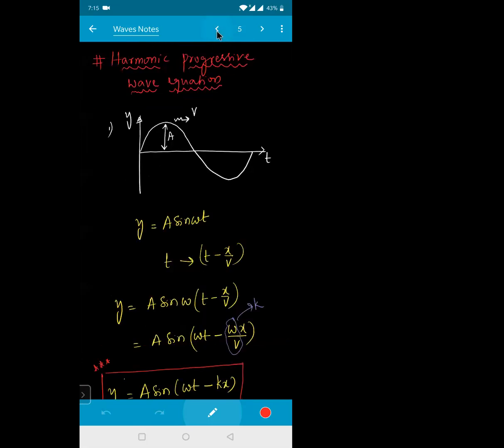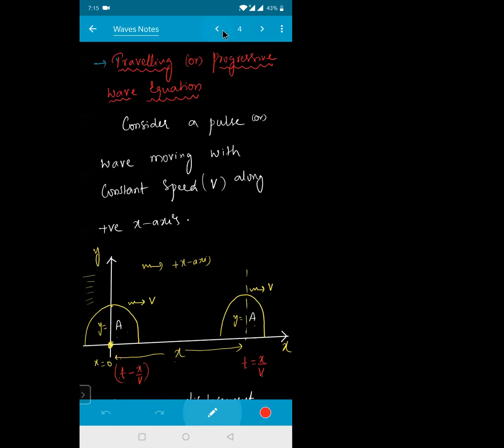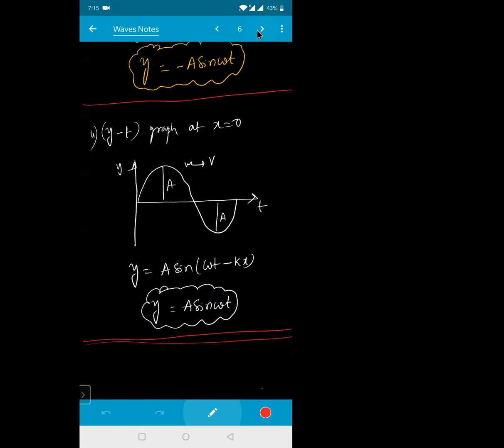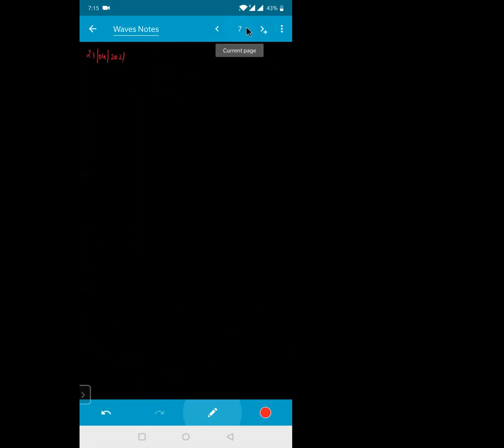So yesterday we covered harmonic progressive waves, phase differences, and traveling waves. Now let us enter into today's topic, which is the relationship between the wave velocity and the particle velocity. So write the next heading.